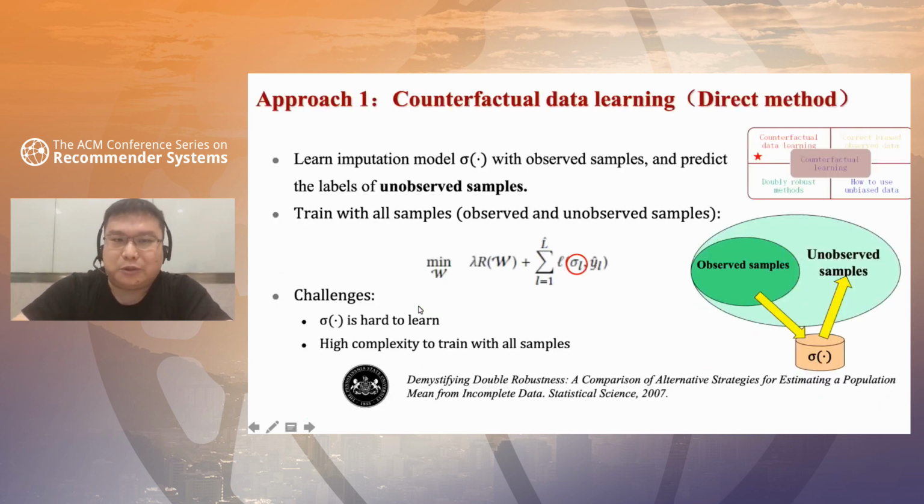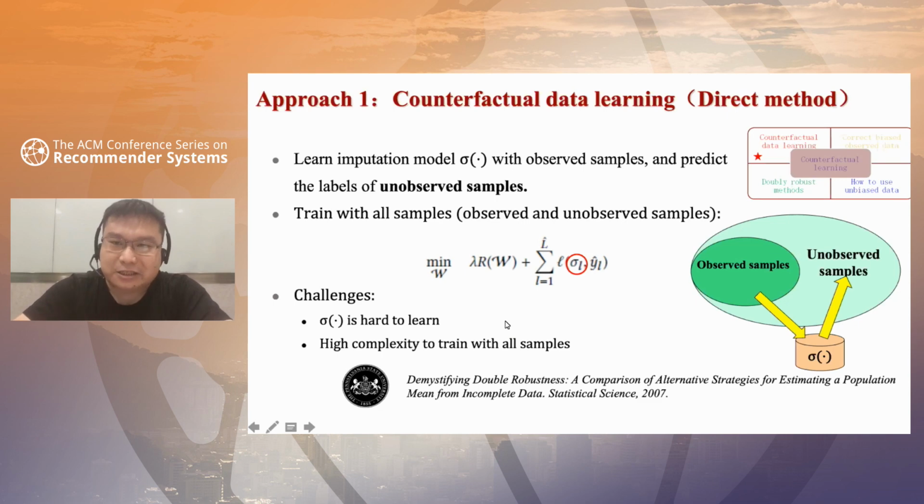Let's see our first approach, counterfactual data learning, also named the direct method. That method can learn an imputation model with observed samples and predict the labels of unobserved samples. Here is the loss function. There are 2 terms. The first term is the regular term. W is our recommendation model. In the second term, L hat means all the samples, including the observed samples and unobserved samples. Here, for the label, we use the imputed label from the imputation model.